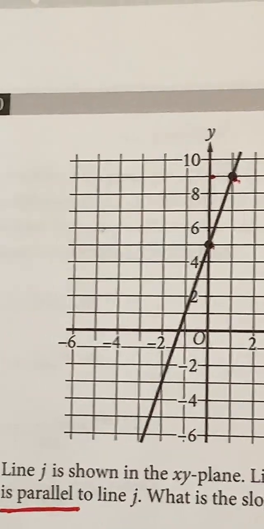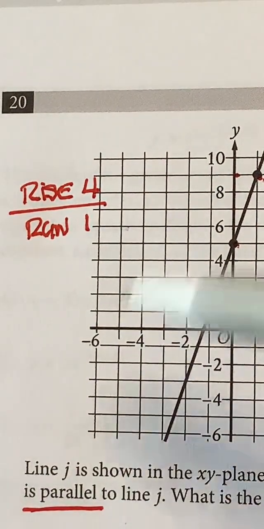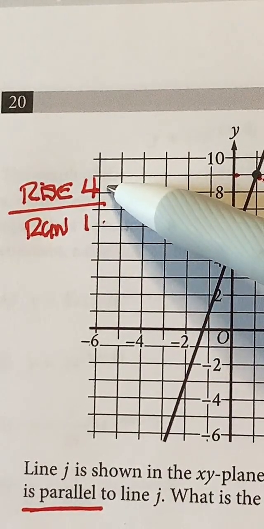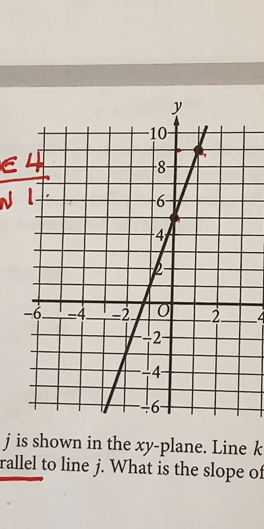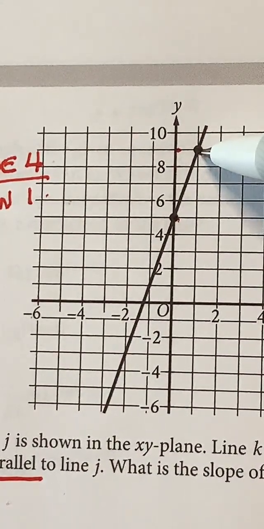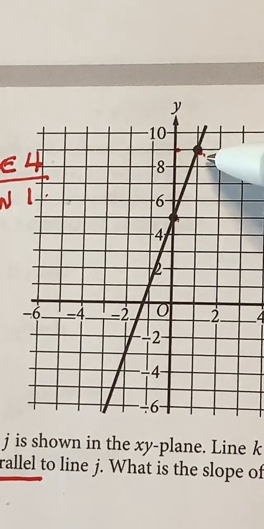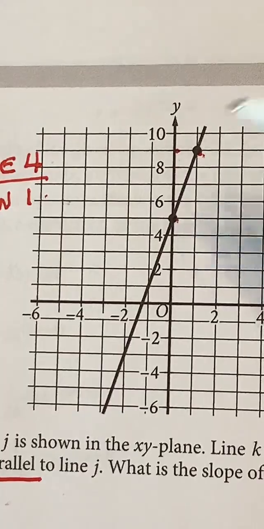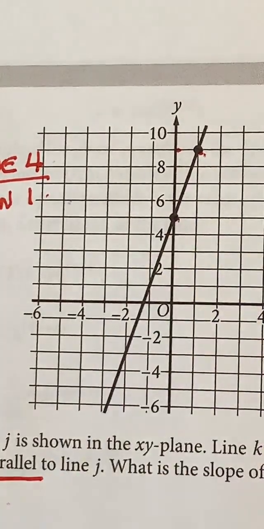So my rise, if I may put it over here, I went up 4, and my run, I went to the right 1. If I go to the right, it's going to be a positive number. If I go up, it's going to be a positive number. But if I start here to go to this point, I can go down 1, 2, 3, 4, and then go to the left 1.